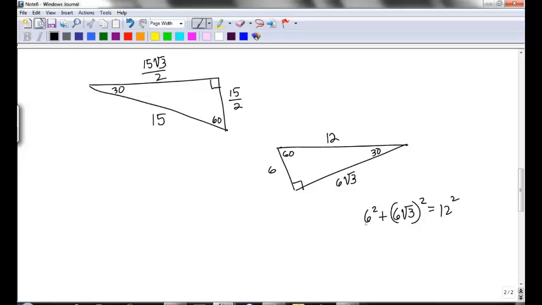So 6 squared is 36. When you square this, you square the number in front. 6 squared would be 36. Radical 3 squared would be 3. 36 times 3 is 108, right? Does that add together to 144? Yeah. So you should be able to check all of these by Pythagorean theorem. Okay? Okay, let's do one more.